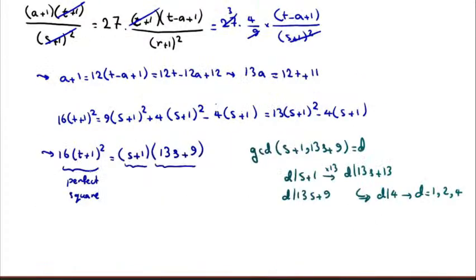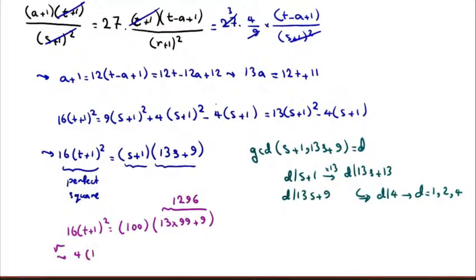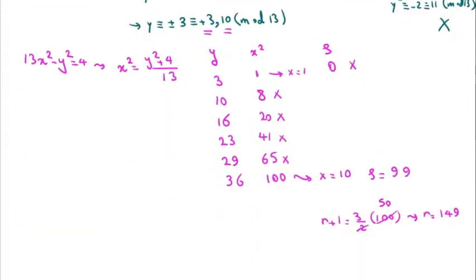Let's consider 16t plus 1 squared. s is 99, and it will be 13 times 99 plus 9. 13 times 100 is 1,300, and you should subtract 13 and add 9, that is negative 4, it will be 1296, 36 squared. So if we consider the square root, 4 times t plus 1 will be 10 times 36. And if you divide by 4, it will be 90, it will be 990, so t will be 89. So let me write this. T here will be 89.